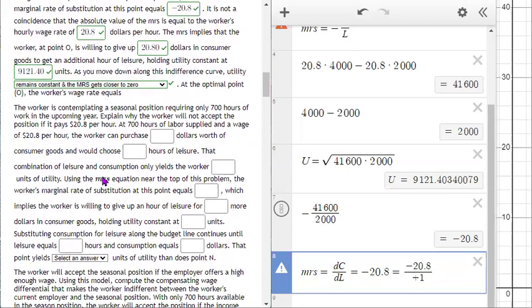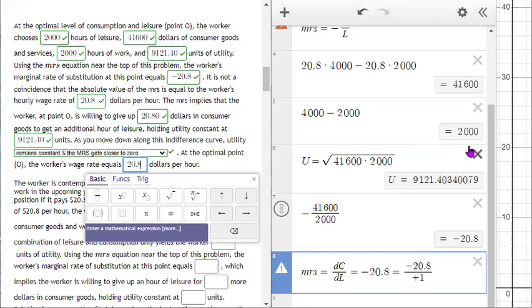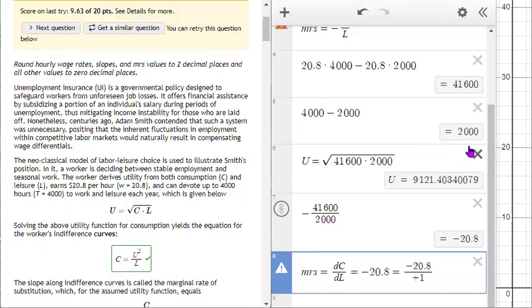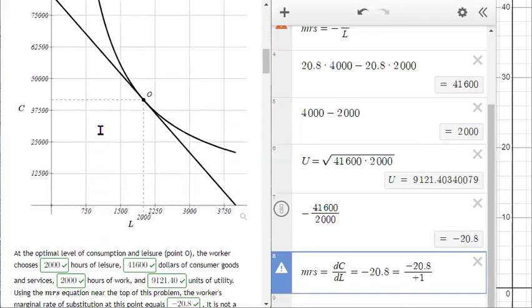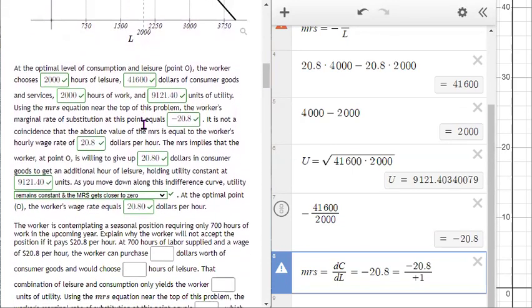Okay. At the optimal point, the worker's wage rate equals... remember, sorry, I had to add an answer box there. Remember the wage rate was initially what? $20.80. Right. Let's press enter there. So at this original optimal solution, the wage rate is $20.80. That's just to remind you of what it is.